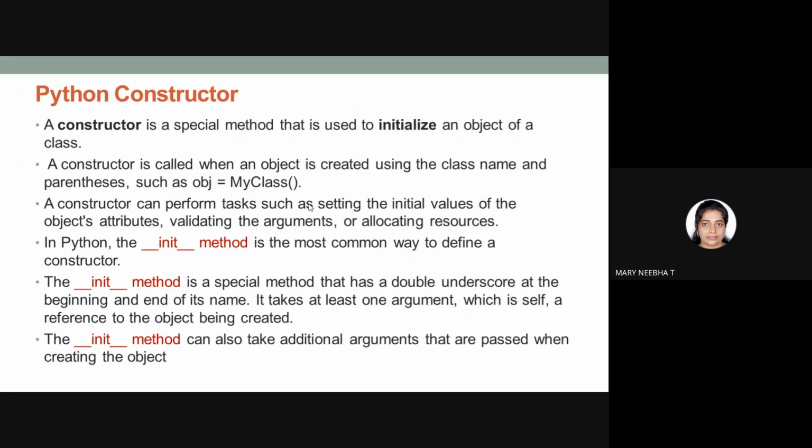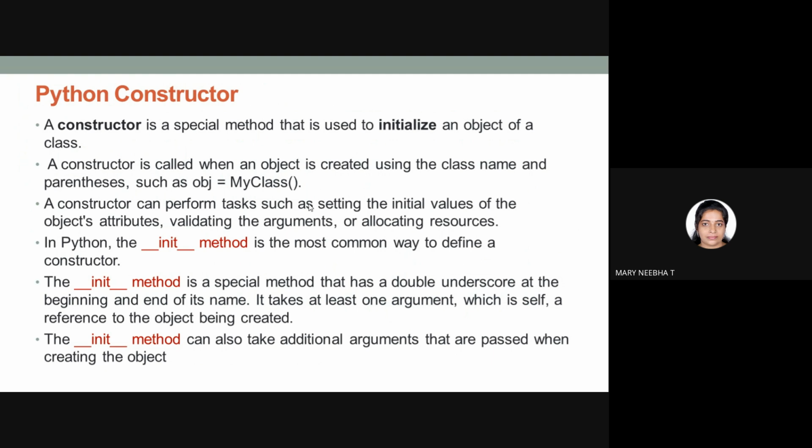For object initialization, in the previous classes we have seen how to create an object for a class. If you have a class called MyClass, we assign it to obj or some variable that acts as an object. Using that object, we call the variables as well as functions inside the class. A constructor performs a task: it initializes the values of the object's attributes, arguments, allocating resources, all these things.